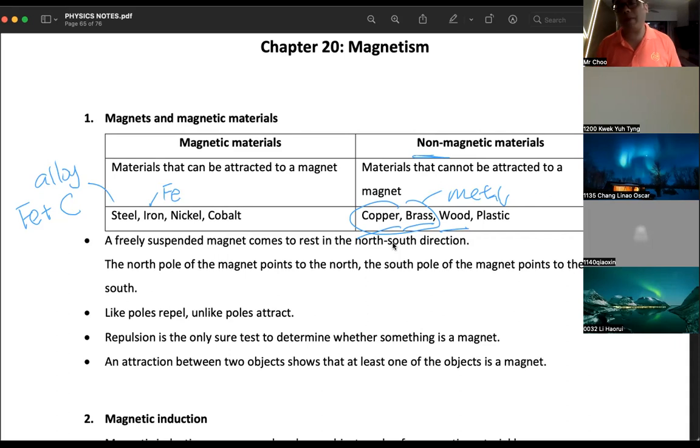So do you think we have one big magnet inside our Earth? Do we have one big magnet inside our Earth? Can you tell me? Yes or no? So why is the Earth magnetic?